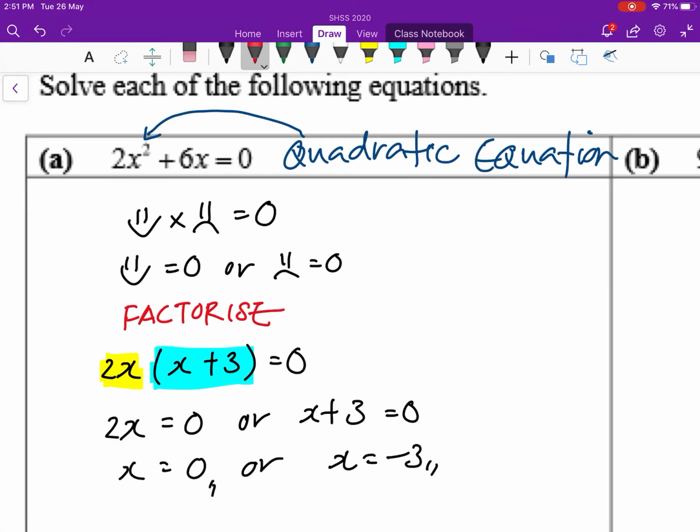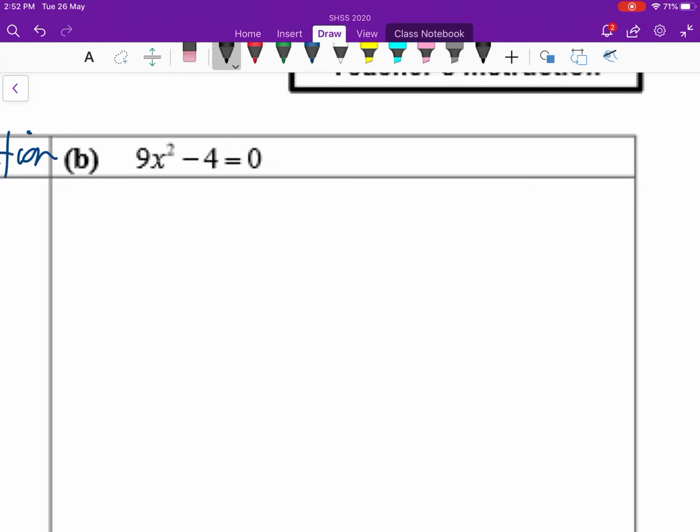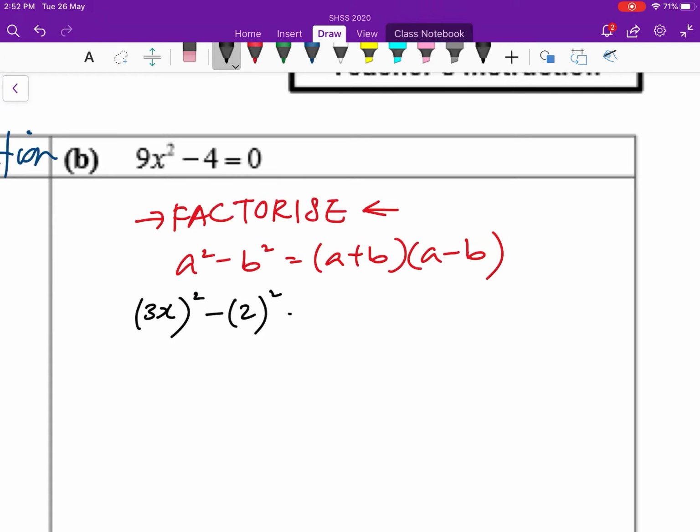Alright, so the magic word in this example here is you need to factorize. Let's take a look at part B. 9x squared minus 4. Again, magic word, factorize. How do you factorize 9x squared minus 4? If you remember, a squared minus b squared gives you (a plus b)(a minus b). Same for this. 9x squared minus 4 is actually (3x) squared minus (2) squared equals to 0. If you were to factorize it, it will give you (3x minus 2)(3x plus 2).